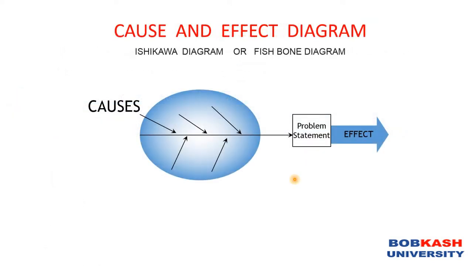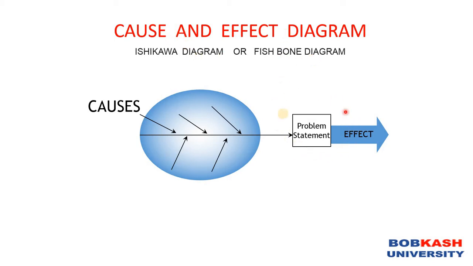We come to the next tool in the 7QC tools, which is the cause and effect diagram. It is also called the Ishikawa diagram because the person who invented it, his name was Mr. Ishikawa. And it is also called a fishbone diagram. We'll see in the next slide that it looks like a fishbone shape. So what is a cause and effect diagram?